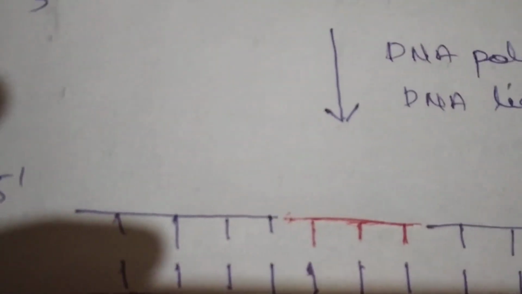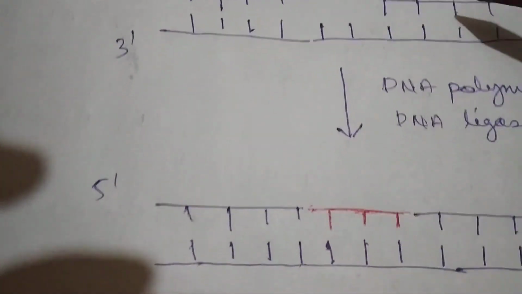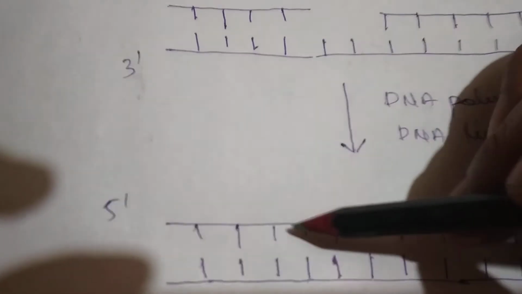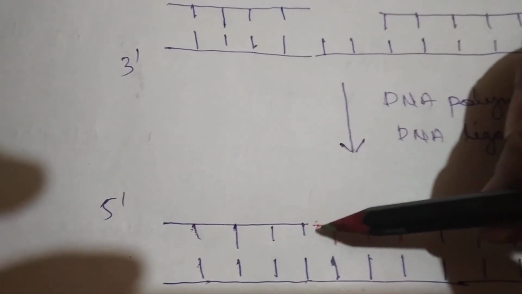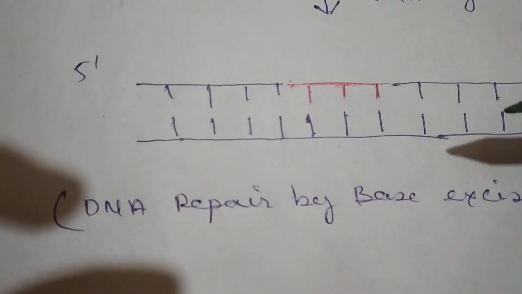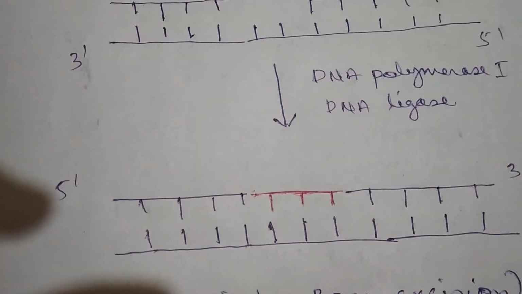And when it is synthesized, you can see it in red structure. A gap is left over here, this portion is left here. Now these two are joined by the enzyme DNA ligase, and the repair mechanism is complete.